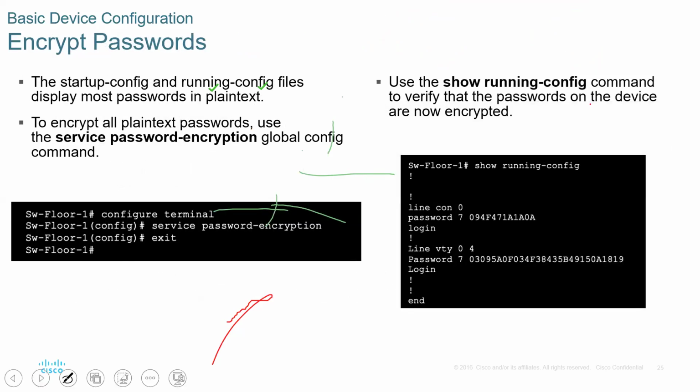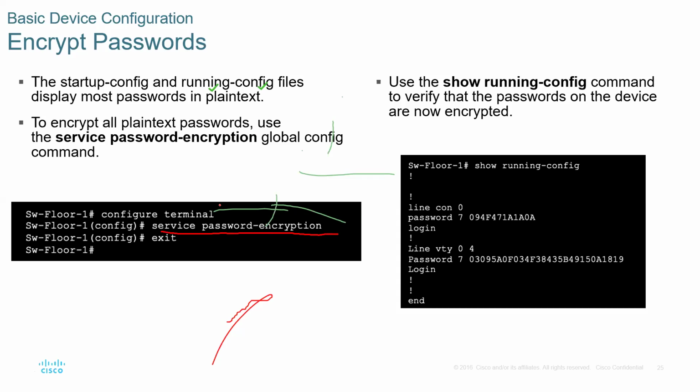And then once you have done creating your passwords, you need to encrypt these passwords. Encrypting them will help secure them in case somebody gains access to them. The startup config and the running config files display most of the passwords in plain text. So to encrypt all the plain text passwords, you use this particular command, service password-encryption. Okay, if you use the command service password-encryption, then you'll be fine. It will immediately encrypt all your passwords.